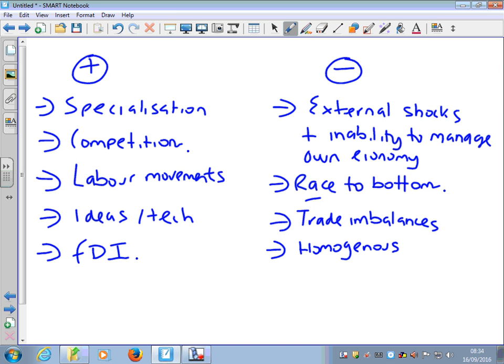A lot of people say another big problem is the homogenous nature of production. Because things are now produced on a global scale, it's killing local cultures and local goods and services. It means that often, wherever you go in the world, markets are dominated by global brands. So it kills off the unique identity of smaller or different economies across the world.